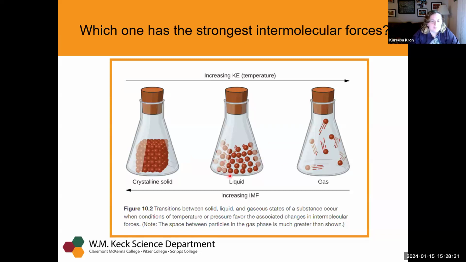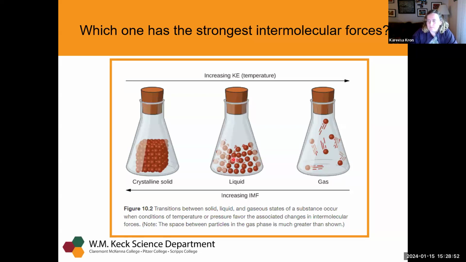And so we can use the concept of intermolecular forces to talk about these processes or phase changes as we move from solids to liquids to gases. We're going to continue to talk about this in greater detail as we move through this section, but this is just a warm-up where we look at these images and we think about what's happening in these systems.